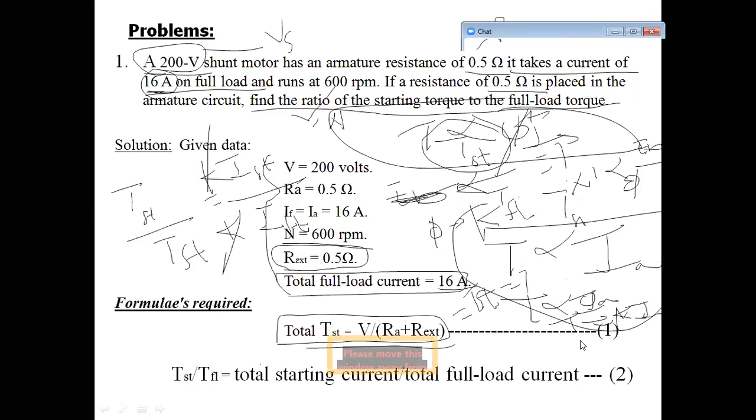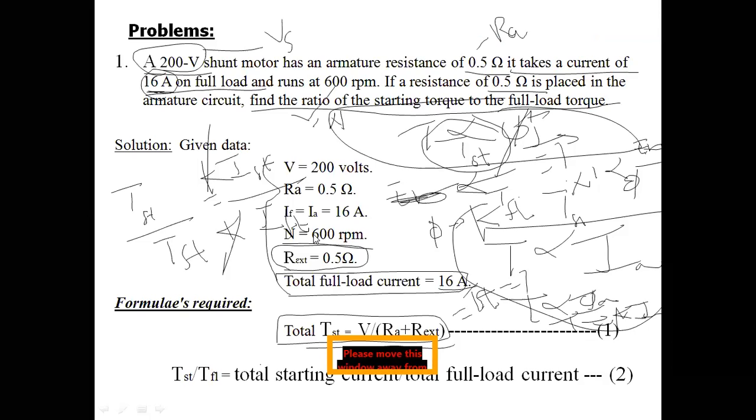Yes, very good, very good. Thanks for your responses. Yes, 12.5. So this is your problem regarding the shunt motor. Earlier, it was asked for 4 marks. So, have you all finished? Let us step into the next problem.